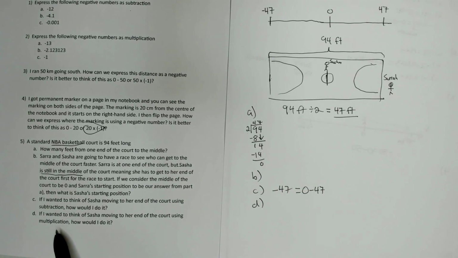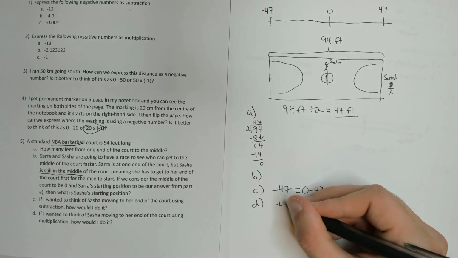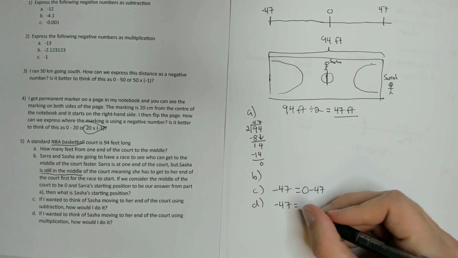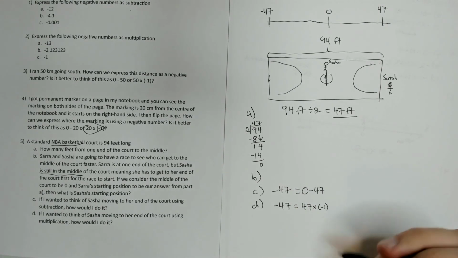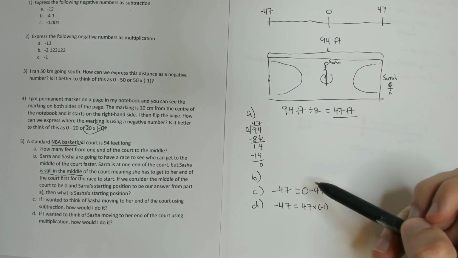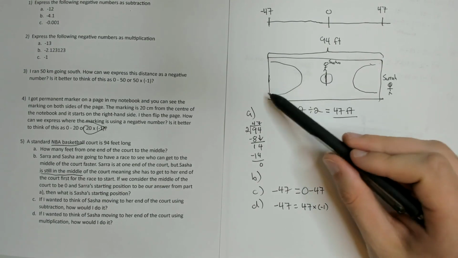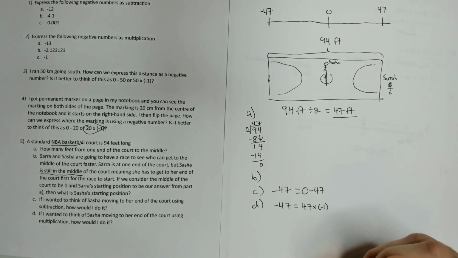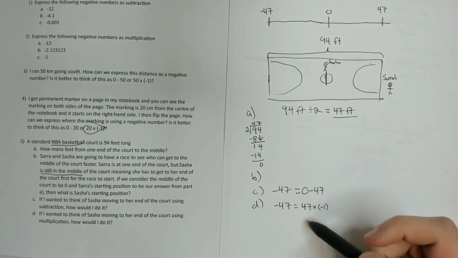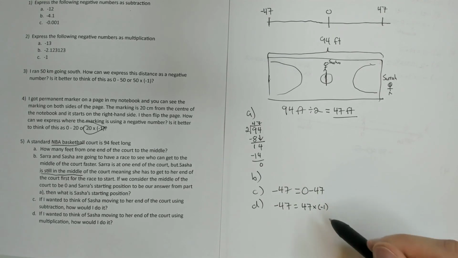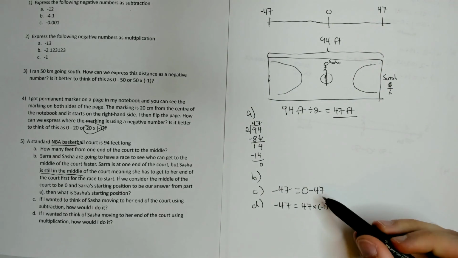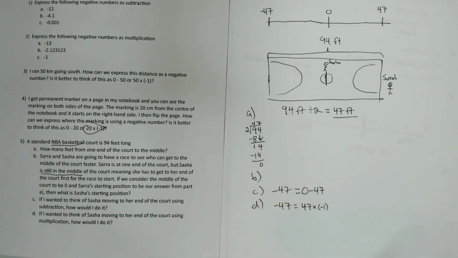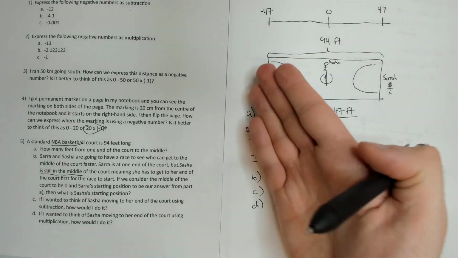All right, and then part D, if we want to think of Sasha moving to her end of the court using multiplication now, not subtraction anymore, how would I do it? So we're thinking about negative 47, and that expressed using multiplication can be written as 47 times a negative 1. So what does that mean, right? We can't really think of that in terms of subtraction anymore where she's moving to the left because that's what part C was about. But for part D, this is multiplication by a negative. Well, what does that represent? That represents kind of starting at 47 and then flipping, right? This multiplication by negative 1 is basically like applying a negative, which will flip our position.